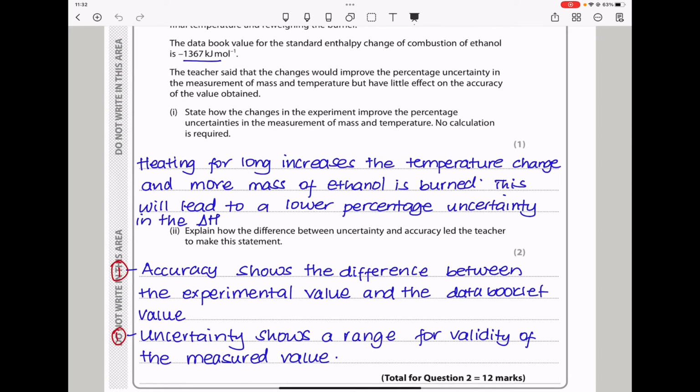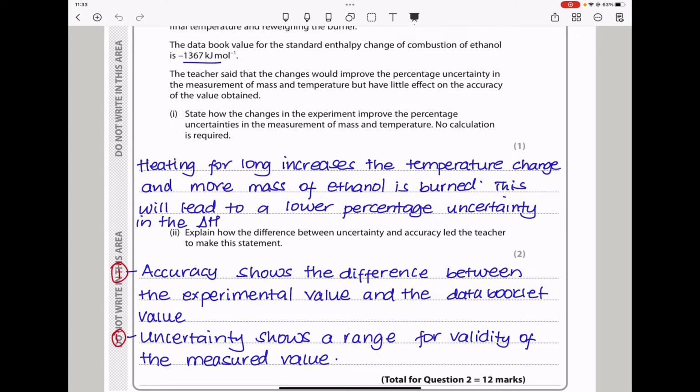And down here they say, explain how the difference between uncertainty and accuracy led the teacher to make this statement. So we know accuracy shows the difference between the experimental value and the data booklet value. You compare and see if they are closer, then we say we are more accurate. However, uncertainty shows the range of validity of the measured value. So this brings us to the end of question 2. Let's continue to question 3.